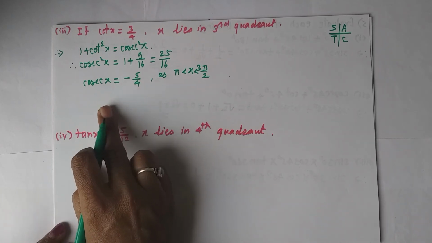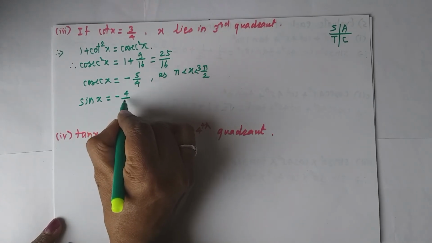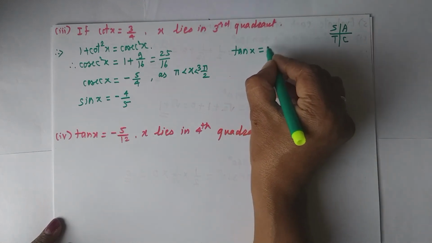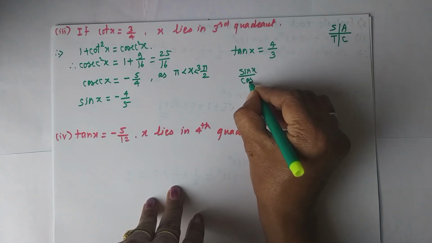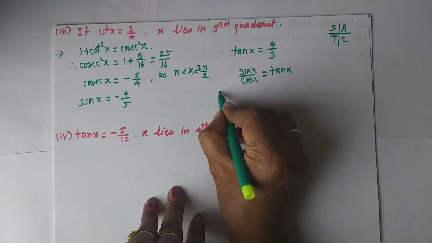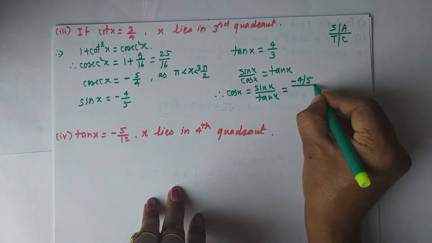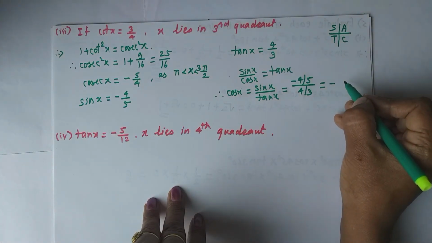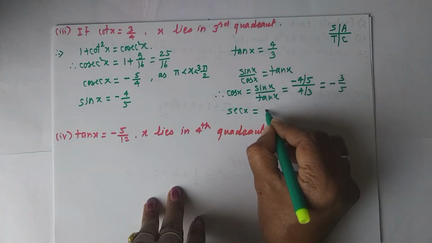Okay. Now you take the reciprocal of cosec. You will get sine. Sine x will be minus 4 by 5. Take the reciprocal of cot. You will get tan. Then tan x will be 4 by 3. Okay. Then we know that sin x divided by cos x means tan x. Therefore, for cos x, you write down sin x divided by tan x. Keep the value of sin minus 4 by 5, value of tan 4 by 3, and it will be minus 3 by 5. And you take the reciprocal of cos, you will get sec x, that is minus 5 by 3.